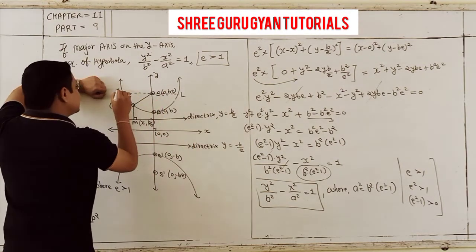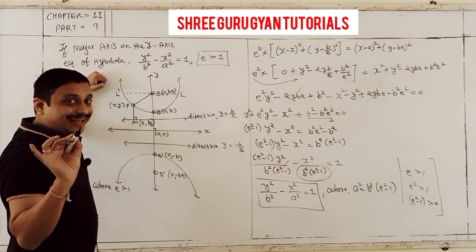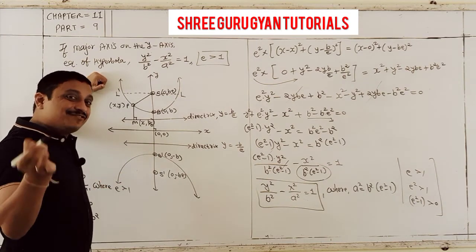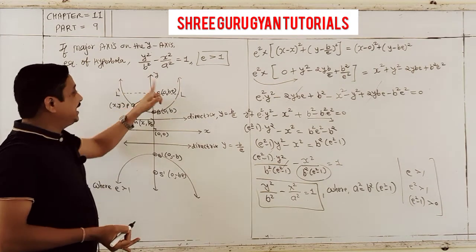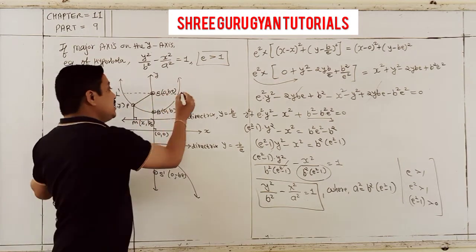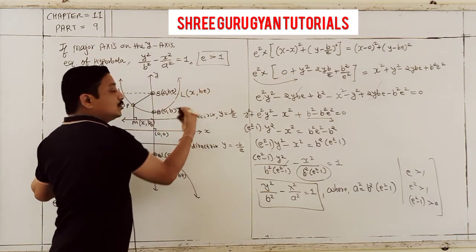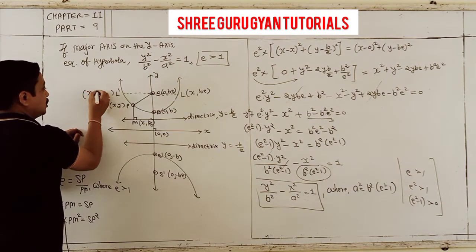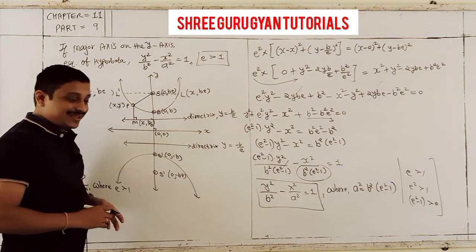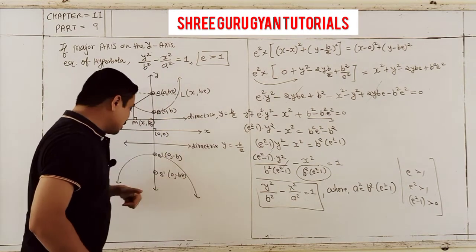To find the length of the latus rectum, I will derive the endpoints L and L dash. The y coordinate is b and x is unknown. Here x is unknown and the y coordinate is b, and I will plot those points here.